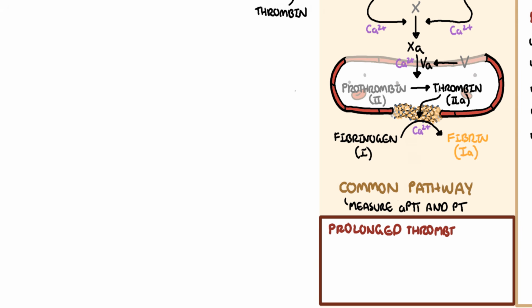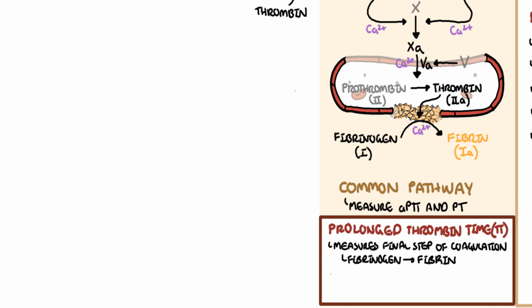Prolonged thrombin time, which is TT, measures the final step of the coagulation cascade. Causes of a prolonged thrombin time include direct thrombin inhibitors such as dabigatran and hypofibrinogenemia.